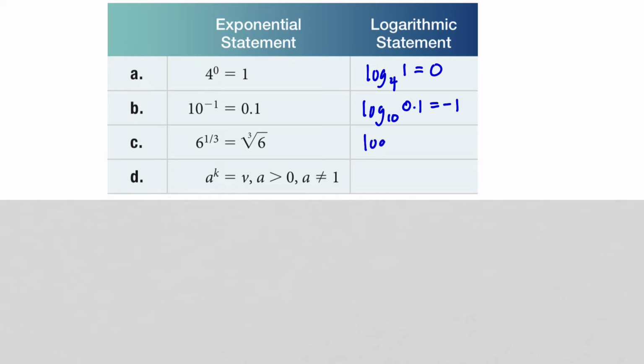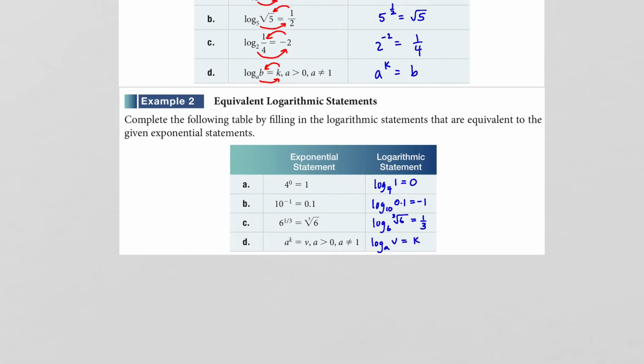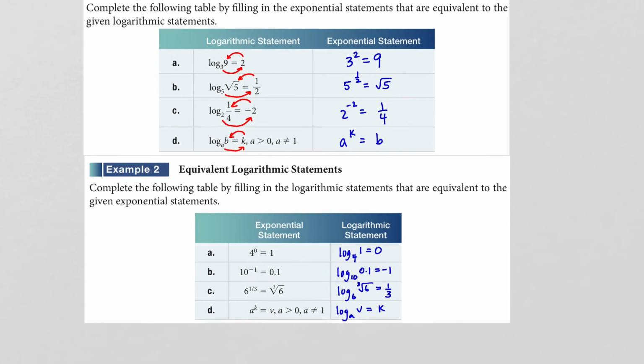The next one, log base 6 of the cube root of 6 is equal to 1/3. And finally, log base a of b is equal to k. So again, you just need to know the definition of a logarithm, and you should be able to easily convert log statements into exponential statements and vice versa.